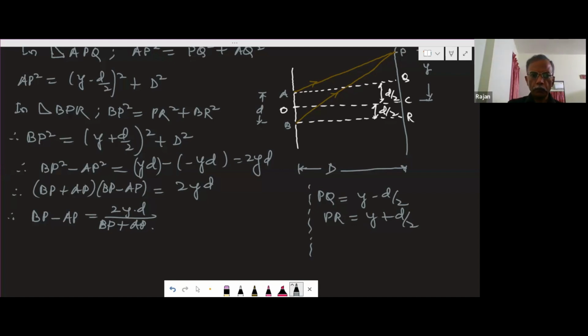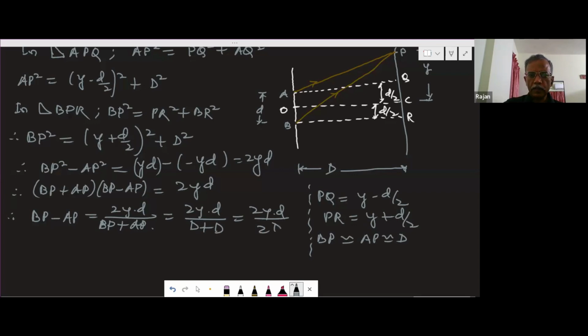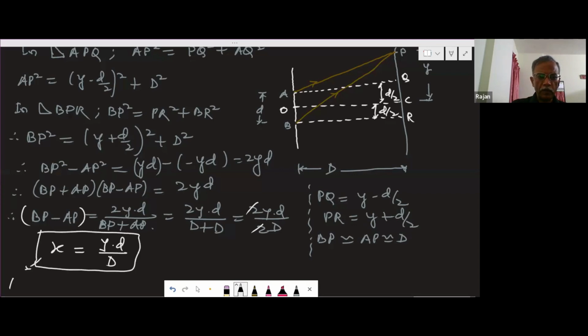So fine, we can write here twice Yd, and both of them, BP will be almost equal to AP, and that will be almost equal to D. So well, I can write D plus D. So I am getting twice Yd by twice D. So 2 and 2 will go away now, right? 2 and 2 cancelled. So now this is your x. I'll be writing x is equal to yd by D. That is your path length difference. Mind it, this is your path length difference.